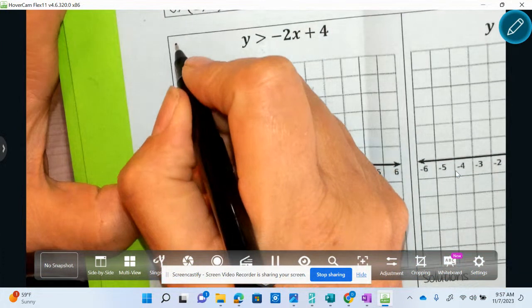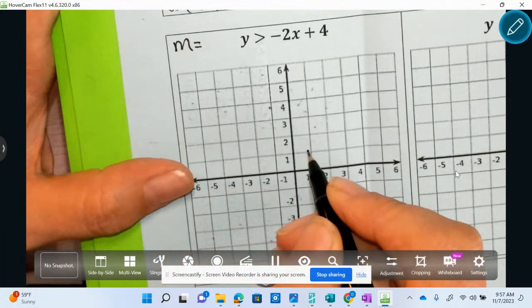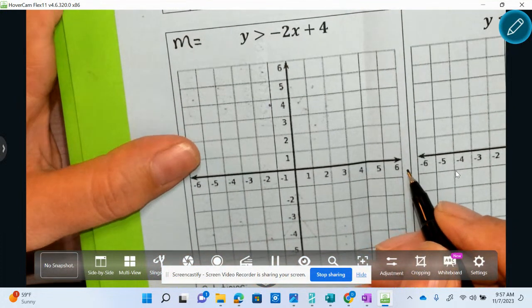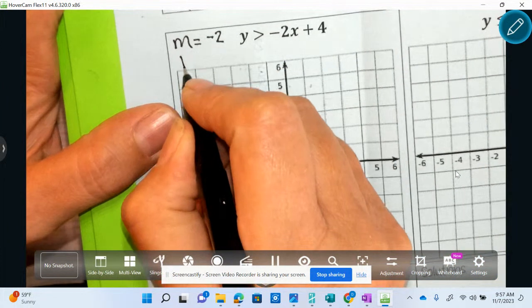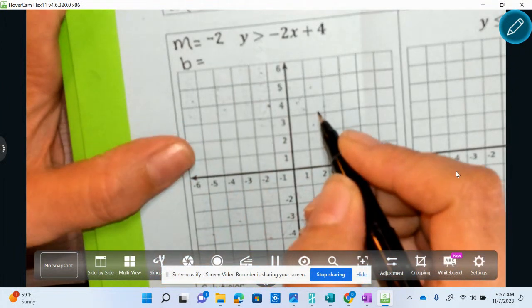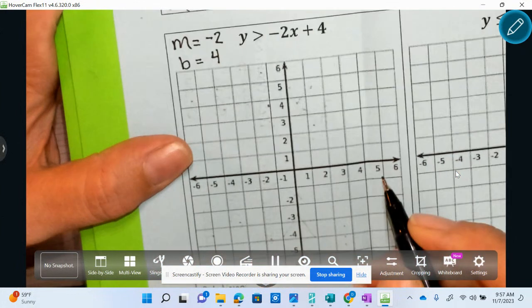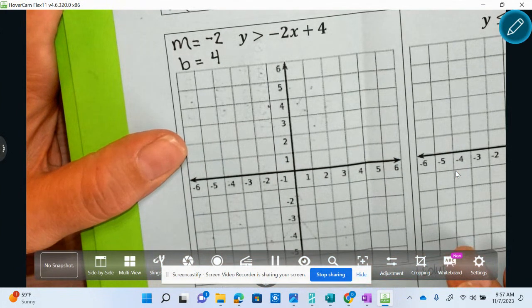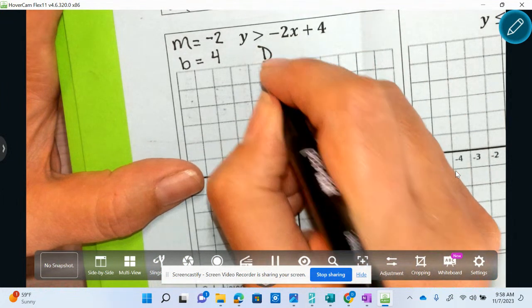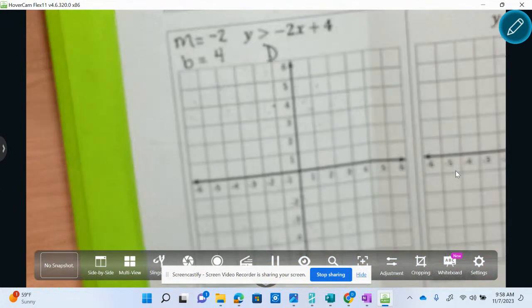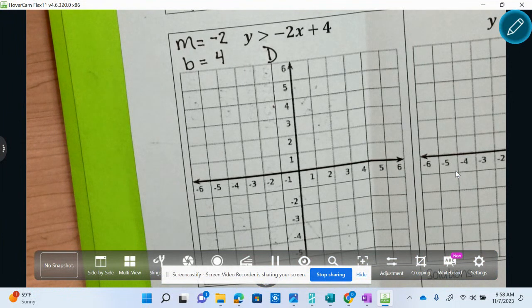So, slope. What is the slope of the inequality y is greater than negative 2x plus 4? Awesome. What is my y-intercept? 4. This inequality, greater than, means that I'm going to have a solid or a dashed line? Dashed. Greater than means I'm going to shade above or shade below? Above. Can you see that? Yes. Shade above.